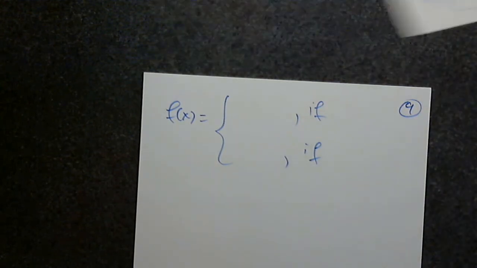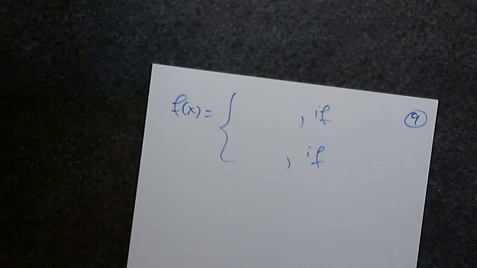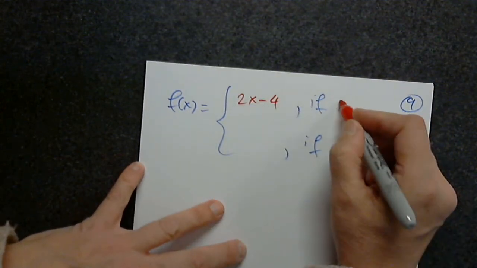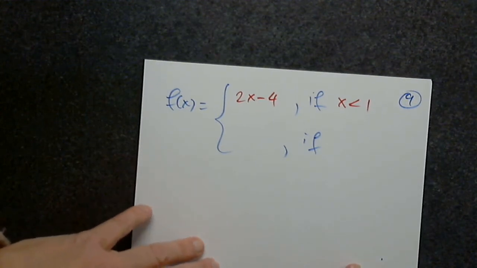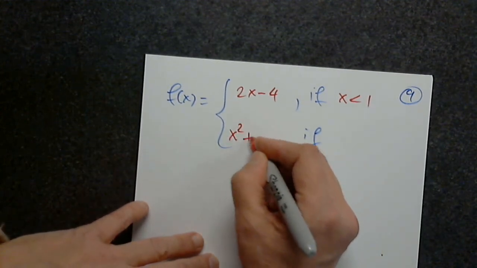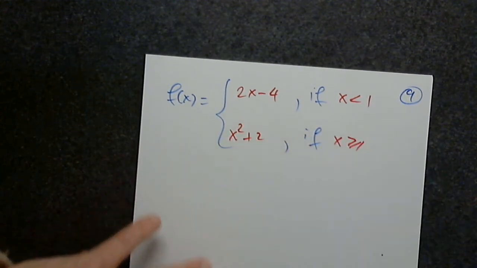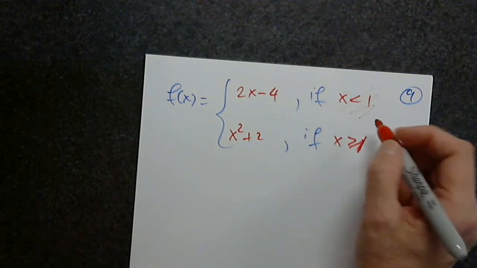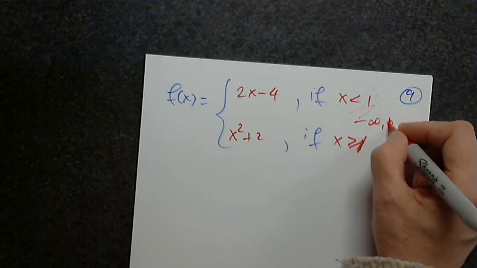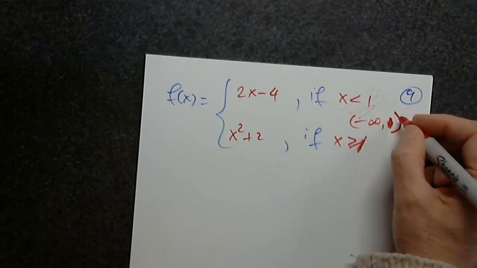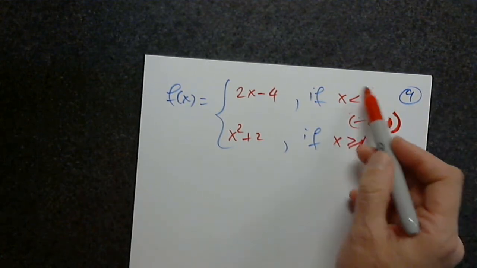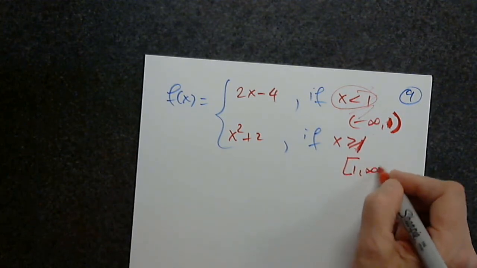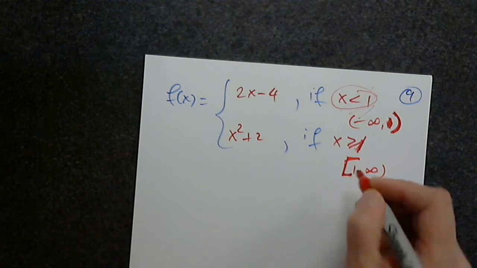Ready? 2x minus 4 if x is less than 1, x squared plus 2 if x is greater than or equal to 1. Excellent. Good. So you know why I don't really like this? It's because I use these symbols. That's the reason why I changed this into interval notation, and I changed this into 1 to infinity, because I will be using this symbol.